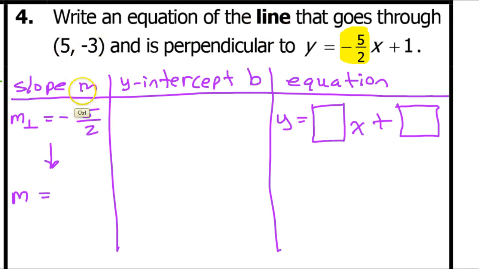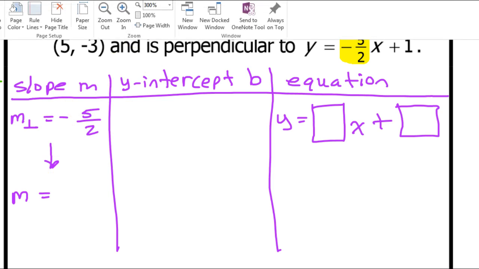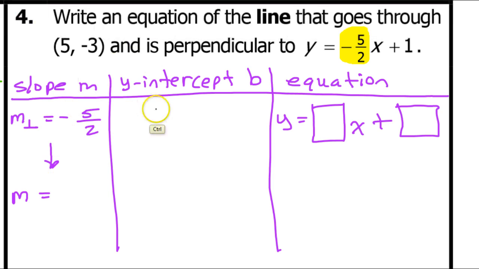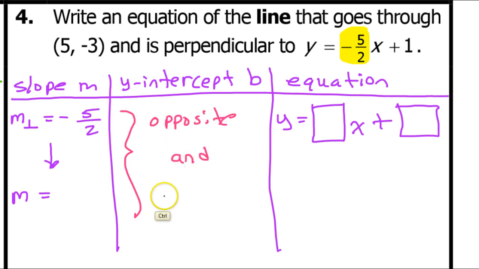Well, it turns out there are two things I know about the slope for lines that are perpendicular. And I'm just going to temporarily borrow the space that I will use to find the y-intercept for these notes. When you have perpendicular lines, the slopes are opposite and, say it with me, reciprocal.